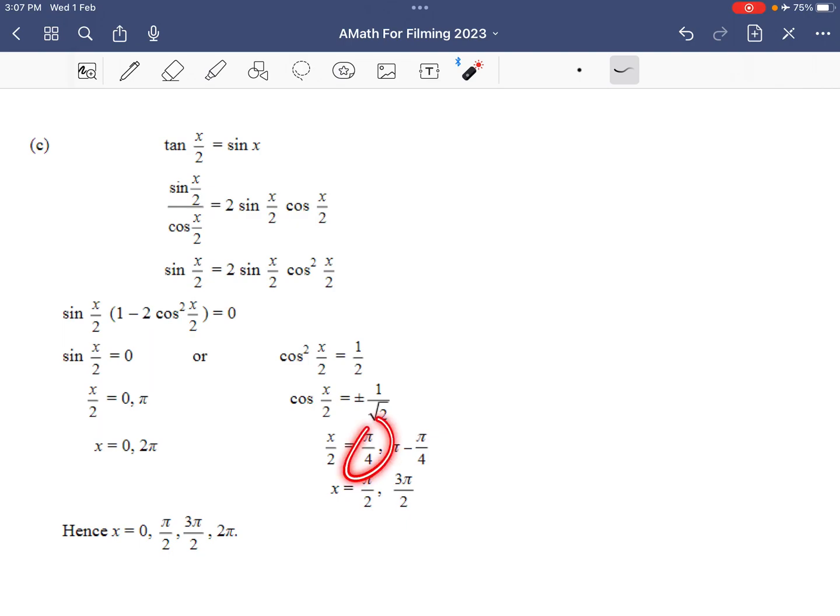So x over 2 will give me the principal value, pi over 4. And pi minus pi over 4, then I just multiply by 2 to get this value and this value.